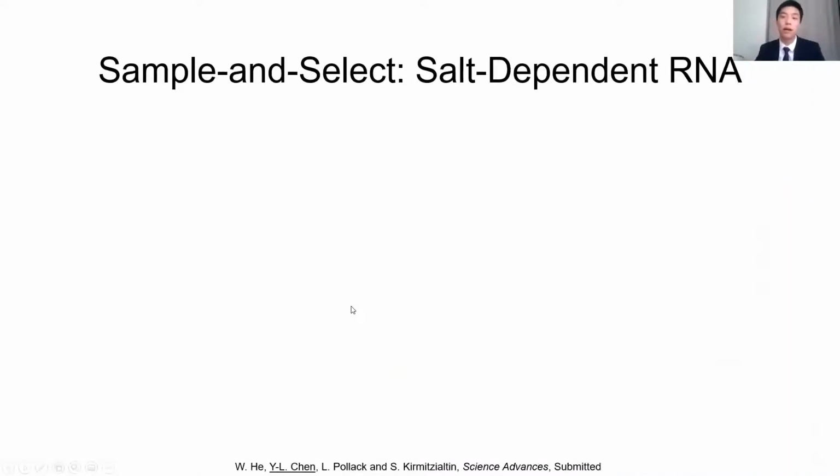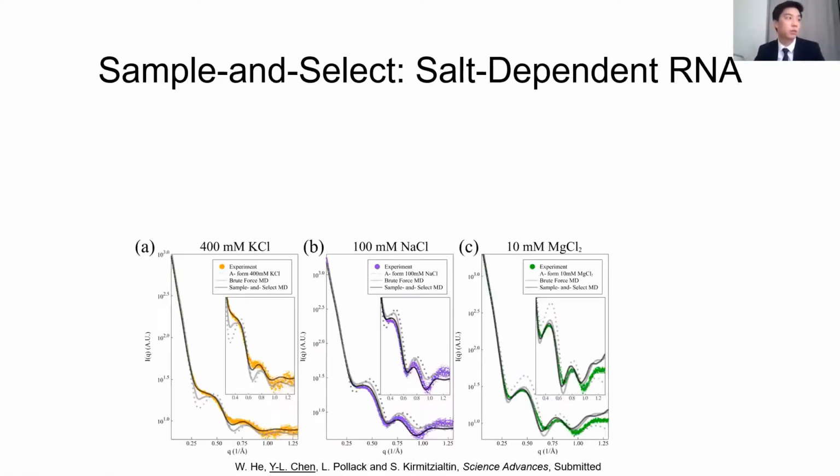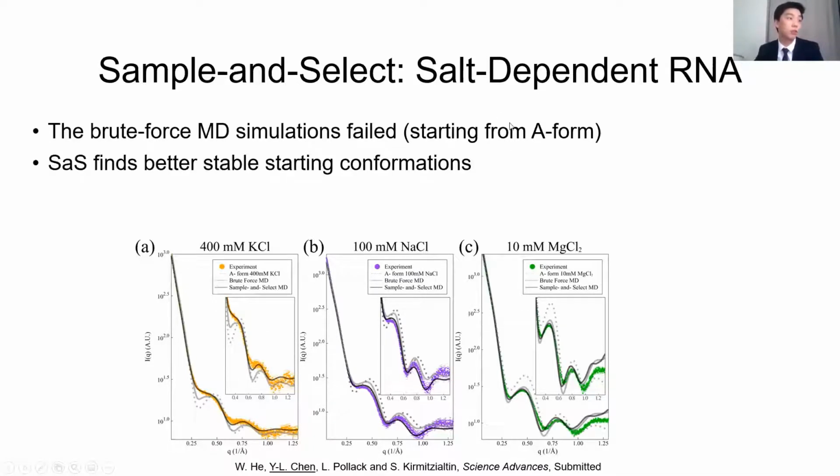And then we further applied this on the RNA duplex in different salt. We tried 400 millimolar potassium, 100 millimolar sodium chloride, and 10 millimolar magnesium. And you see the experimental data are very different, especially for the first peak right here. So we can say that the RNA duplex has different conformations in solution at different salt. The gray profile is the result of MD simulation without sample and select, starting with the canonical A form duplex. This canonical A form duplex is depicted as a dashed gray curve, and the A form does not agree with the experiment.